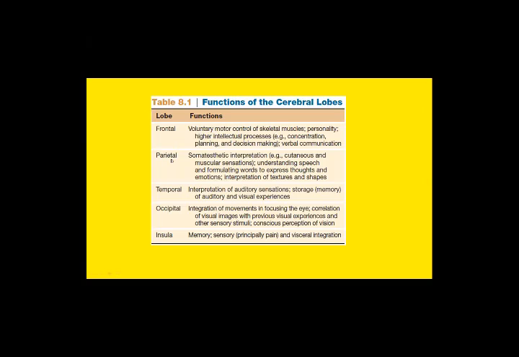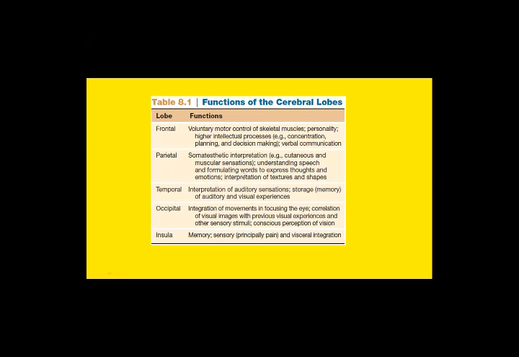Then comes the parietal lobe. Parietal lobe is responsible for the somatosensitive interpretation. And there are different functions. For example, understanding of speech is one of them. Formulating words to express thoughts and emotions is yet another function of parietal lobe.